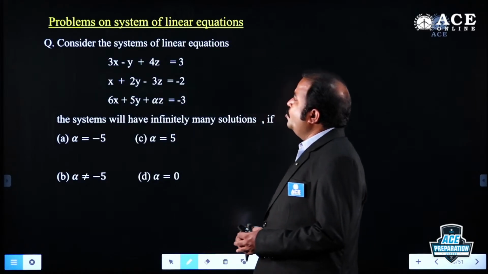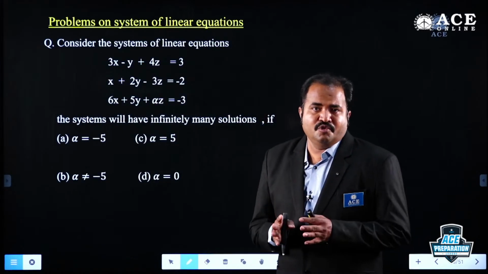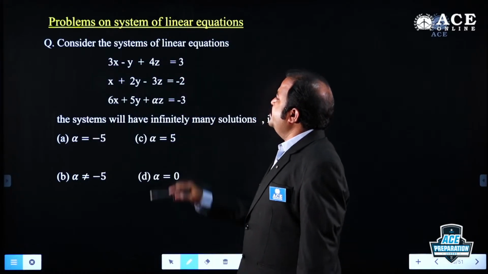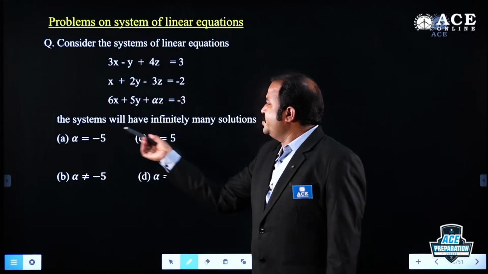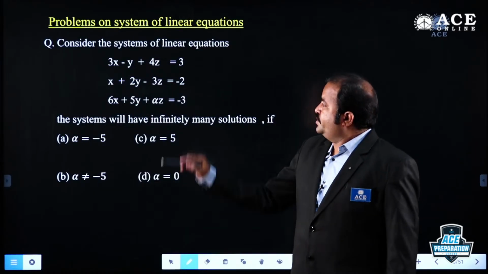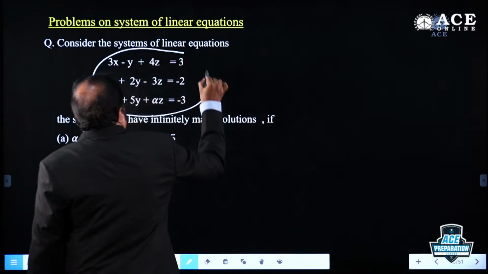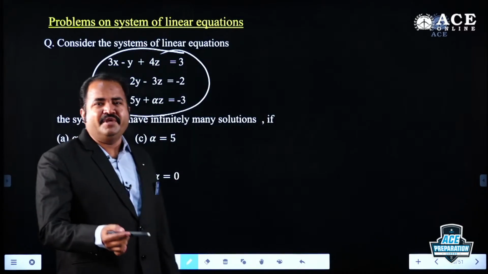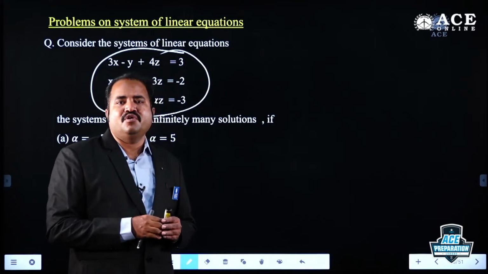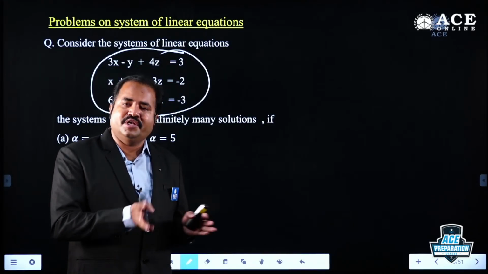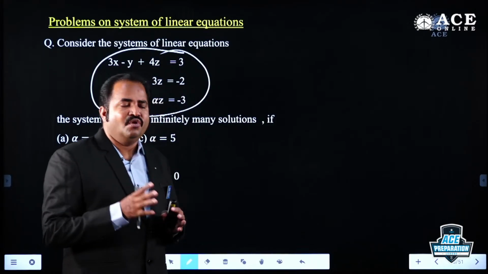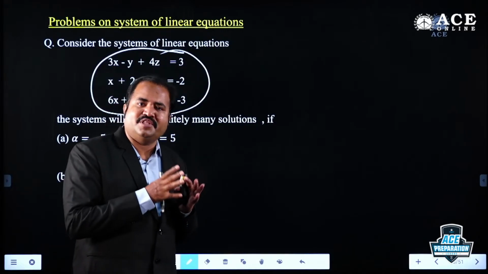Now we look at questions related to non-homogeneous and homogeneous systems. Consider the system of linear equations 3x minus y plus 4z. The system will have infinitely many solutions if which of the following. You can use the determinant: when the determinant is not equal to 0, there is a unique solution. But determinant equal to 0 doesn't mean infinitely many solutions or no solution; it depends on another verification, adjoint A times B equal to O or not. That's too long, so the best method is Gaussian elimination.